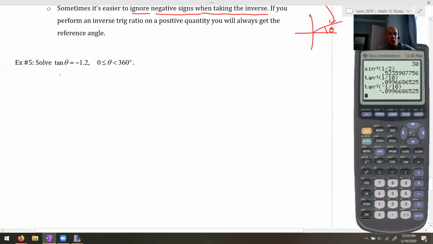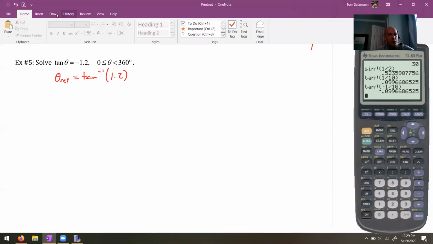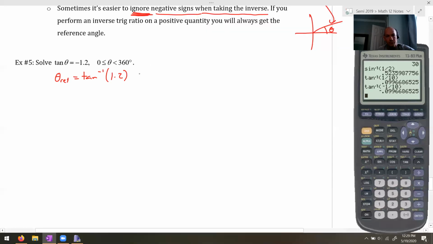Okay, so there are 2 ways of doing this. The way that I would highly recommend is I would go inverse tan, and like I was saying before, I would ignore the negative sign. So I would get 1.2, and I'm going to write here, this is going to give me my reference angle. Just to make it 100% clear, I'm going to write a little note: reference angle is obtained by ignoring the negative sign on the opposite over adjacent. So we're going to find the reference angle by going inverse tan of 1.2.